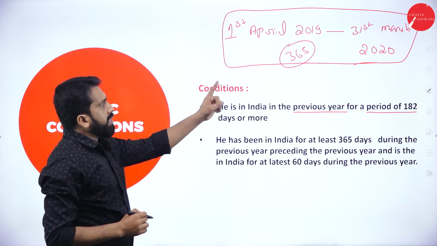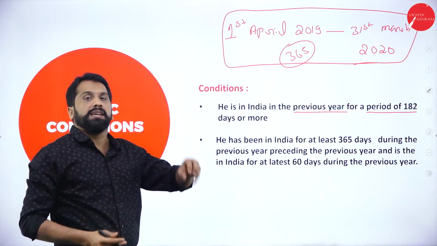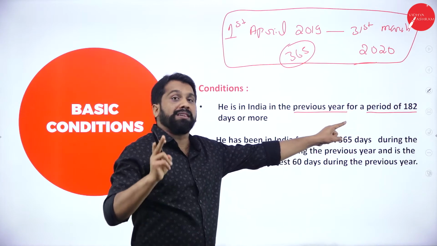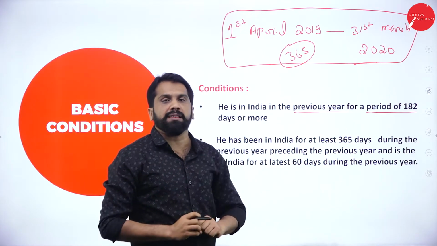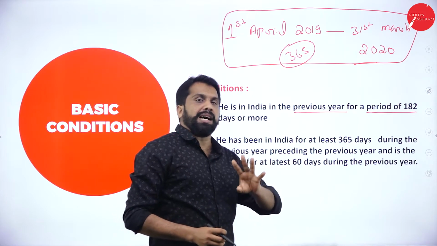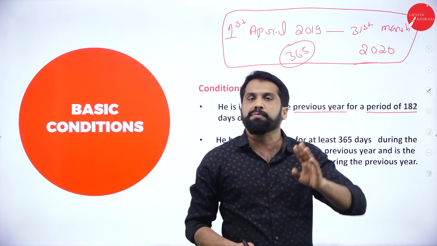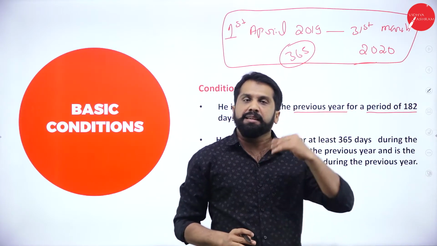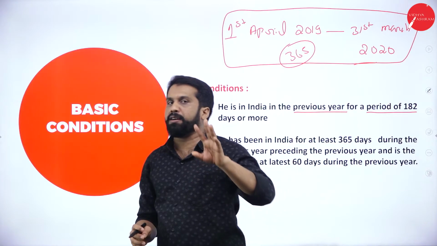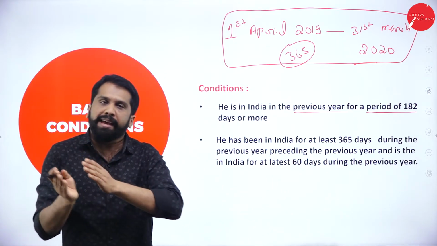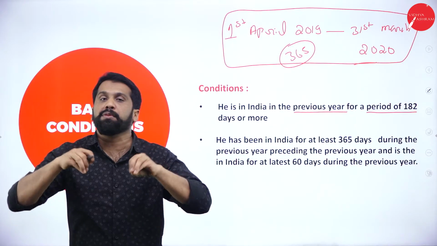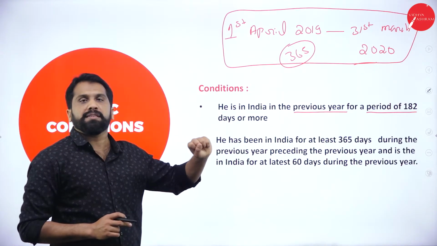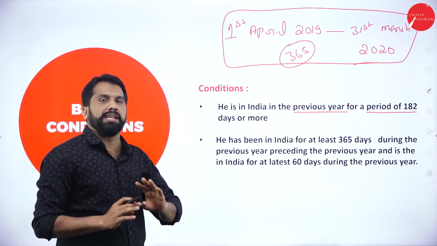Now, out of 365 or 366 days, he must be in India for at least how many days? 182 days. How to calculate 182 days? Simple. Last 1 week he was in Dubai. Leave that 1 week. Before that 10 days he was in USA. Leave that 10 days. 5 months back he was in Australia for 2 months. Leave that 2 months. Excluding that, how many days he was in India? That should be considered as the number of days. Clear? Yes. I'll give you an example.